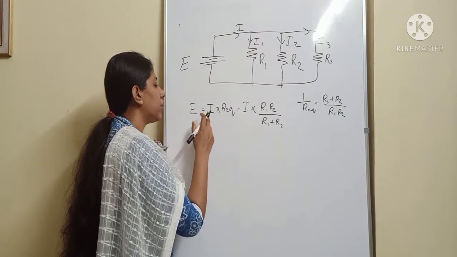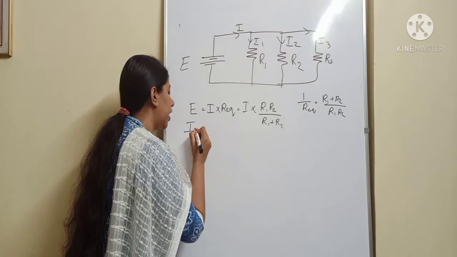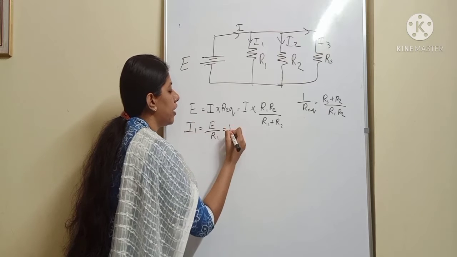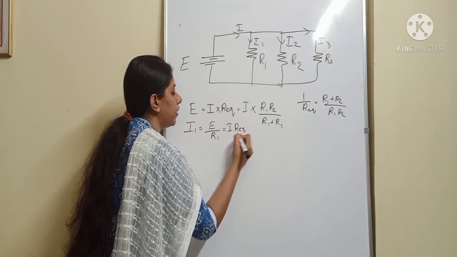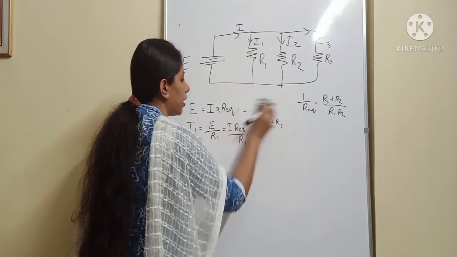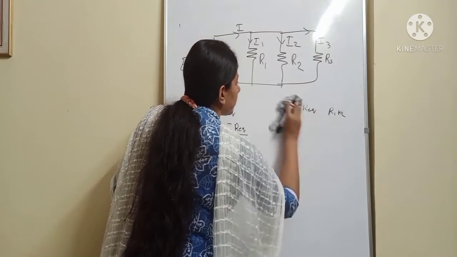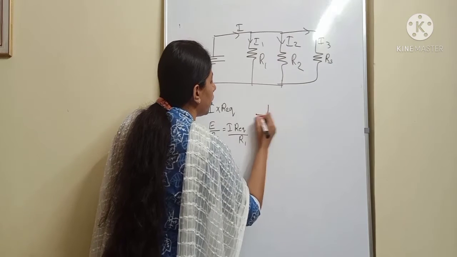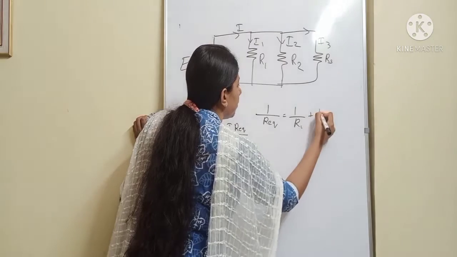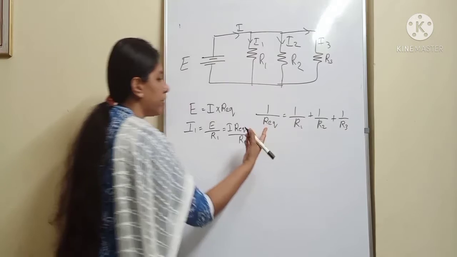So E is equal to I into R equivalent. We already know that. So what is the value of I1? I1 will be E by R1. So instead of E, we will write it as I into R equivalent divided by R1. Here the value of R equivalent will not be R1 R2 by R1 plus R2. Here, 1 by R equivalent is given as 1 by R1 plus 1 by R2 plus 1 by R3. This is how we have to find the R equivalent.